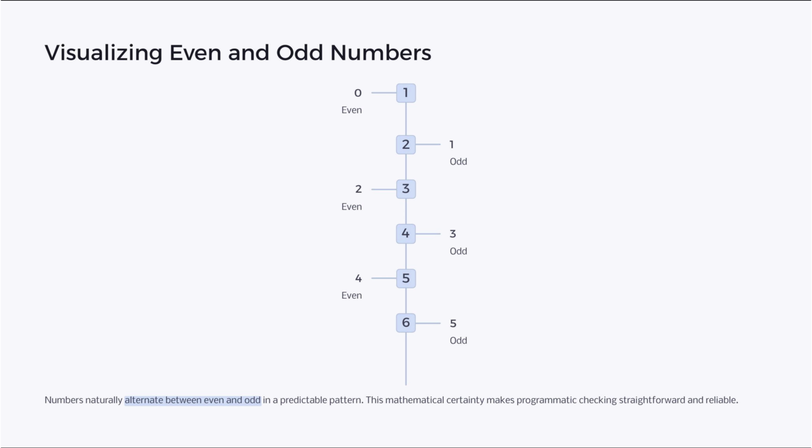Numbers alternate between even and odd predictably. This pattern simplifies programmatic checks, ensuring reliability. For instance, 0 is even, 1 is odd, 2 is even, and so on. This alternation is a fundamental concept in programming, aiding in efficient algorithm design and data validation.